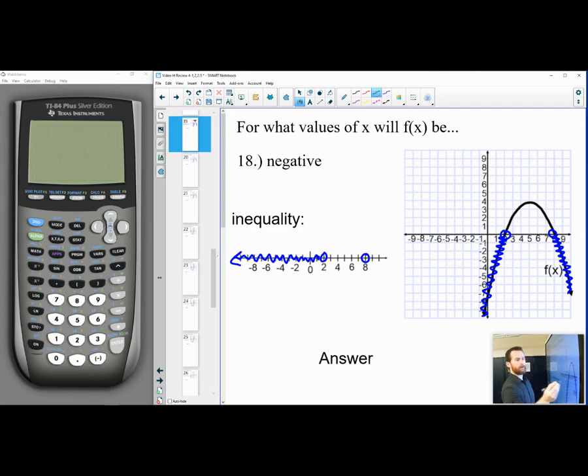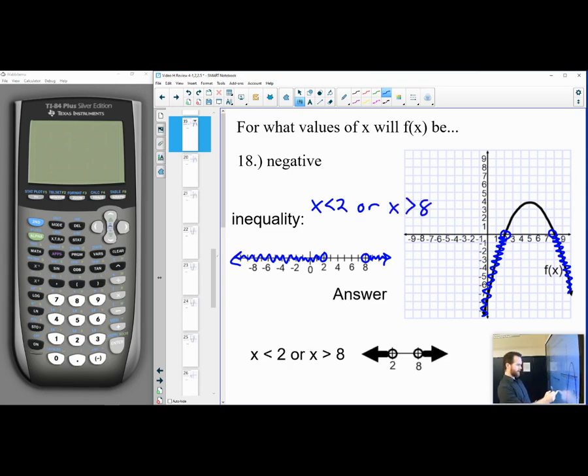And this part is essentially shaded to the right of positive 8. So that's what we do on our number line. We shade to the right, and there we go. Since the shading is going two different directions, this will not be an and compound inequality. This is an or. So we need to write two inequalities here. We've got x is less than 2, or x is greater than 8. Check the answer key. Less than 2, greater than 8. Shading looks good. All right.